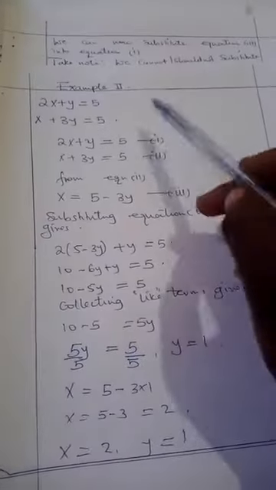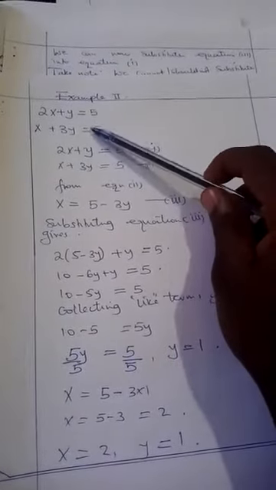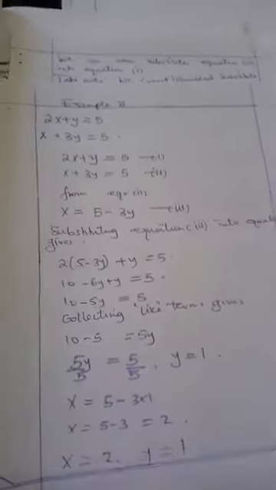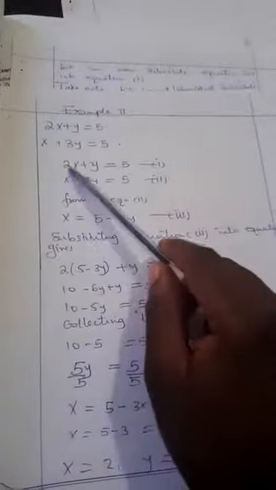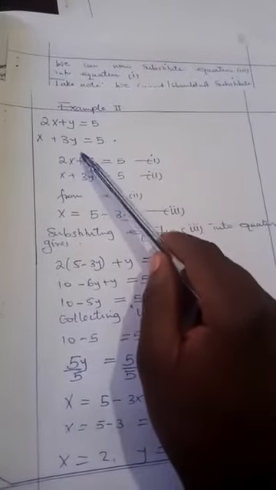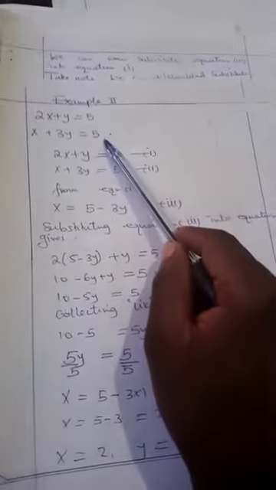Let's check and see. It is 2x plus y equals 5. And then x plus 3y equals 5.